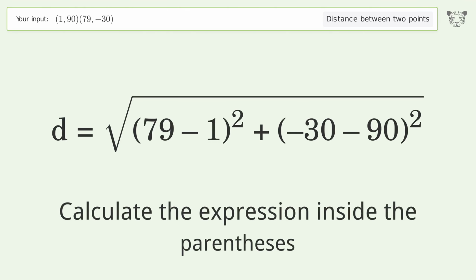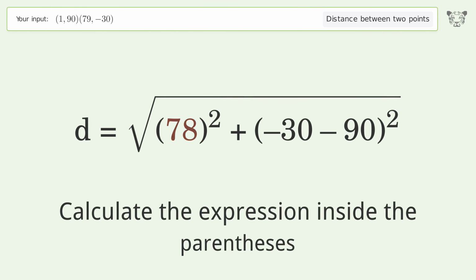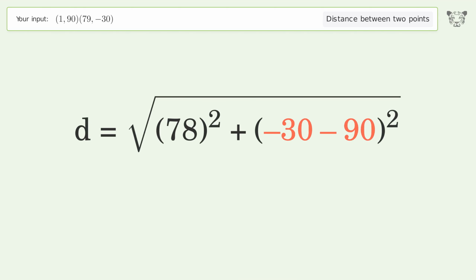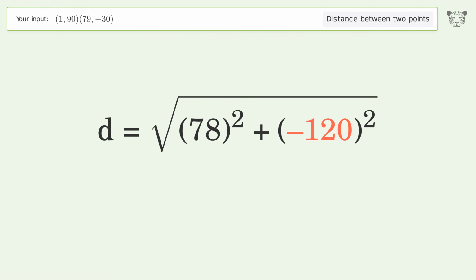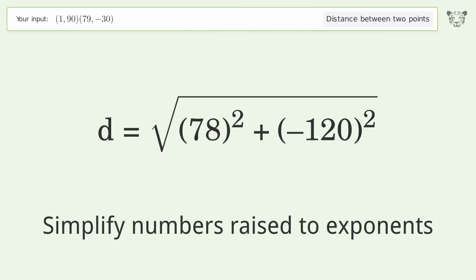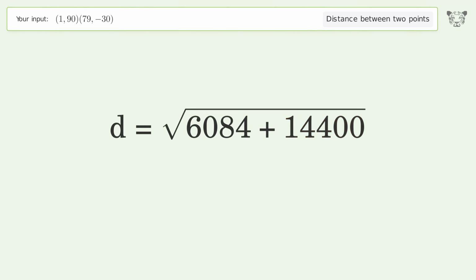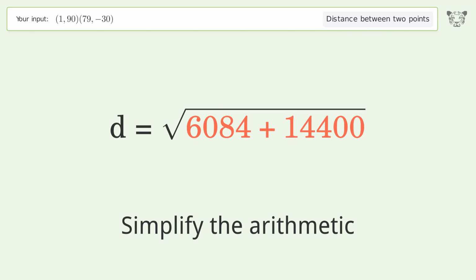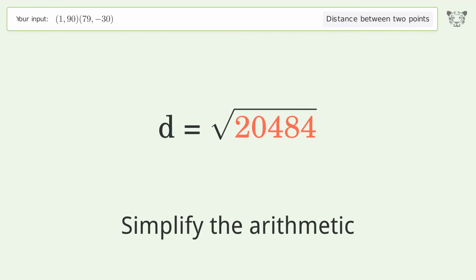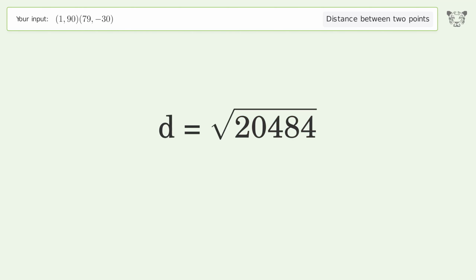Calculate the expression inside the parentheses. Simplify numbers raised to exponents. Simplify the arithmetic. And so the distance between the 2 points is the square root of 20,484, or 143.122.